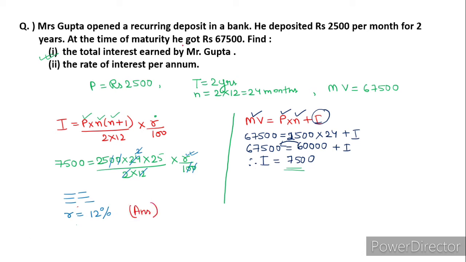See the question, he deposited rupees 2,500 per month. Principal was given, N is given, maturity value is given. First find the interest I, and after finding the interest, put it in the first expression. Next question.